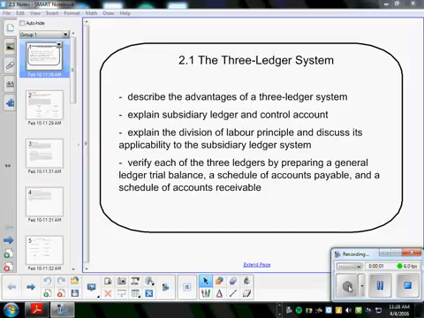Today we're going to talk about the three ledger system, and if you're following in your textbook, we're on page 352. We're going to talk about advantages of a three ledger system, and we're going to talk about something new called a subsidiary ledger and control account. We're going to talk about changing or spreading out the division of labor, and we're going to verify each of the three ledgers by preparing a general ledger trial balance, a schedule of accounts payable, and a schedule of accounts receivable.